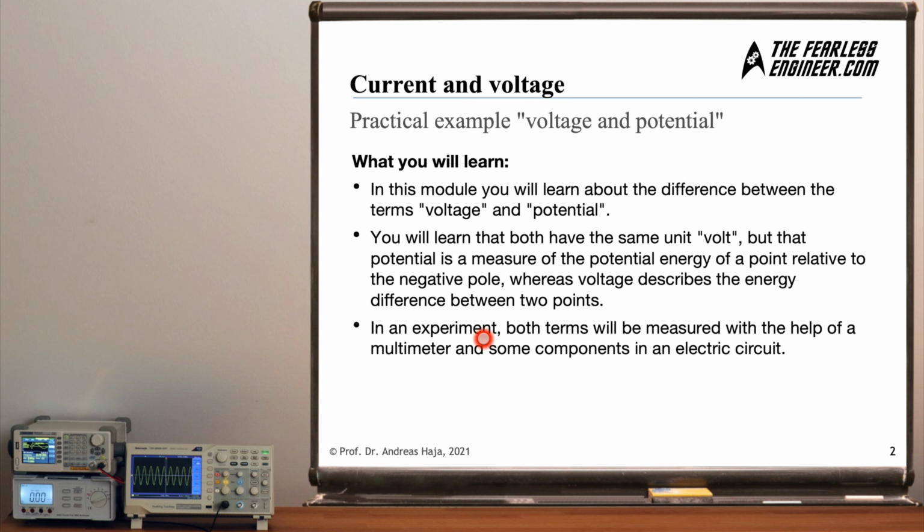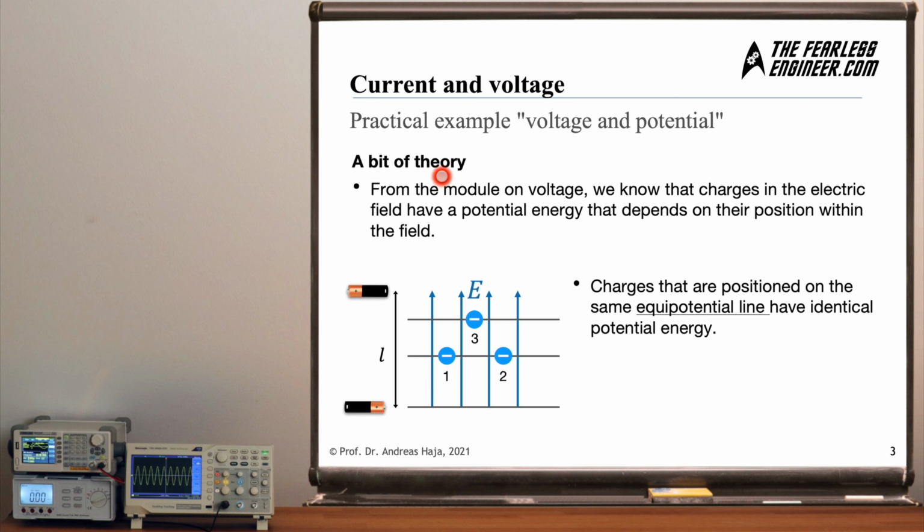But we will also conduct an experiment in this video here, and in this experiment we will look at voltages in a circuit and also potentials in a circuit, and we will use a multimeter to do so and measure the voltage drop, for example, across an LED, light emitting diode, also across resistors. So before we start with the experiment, let's look at a bit of theory first.